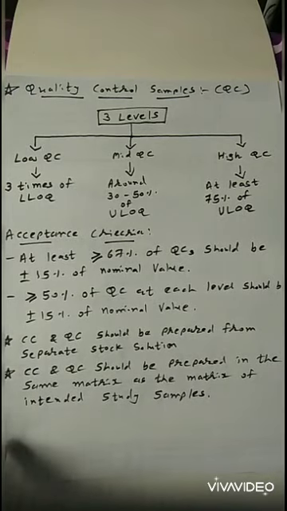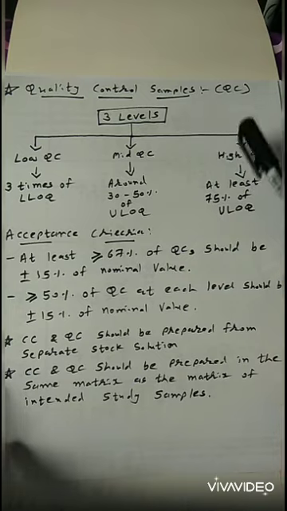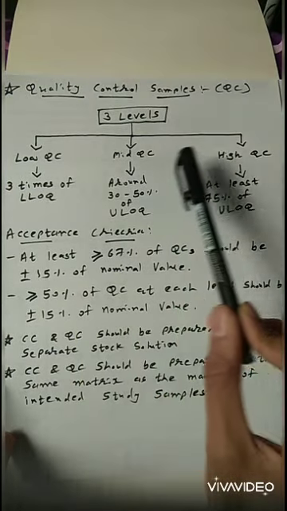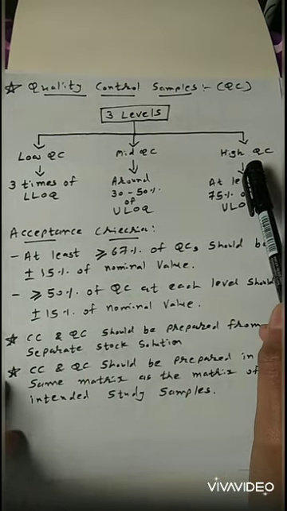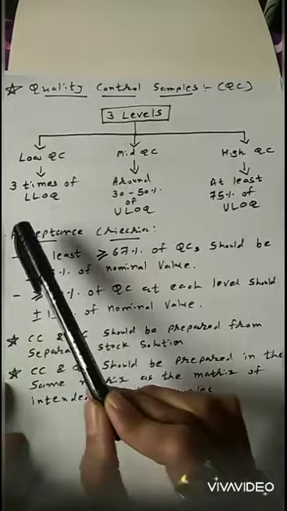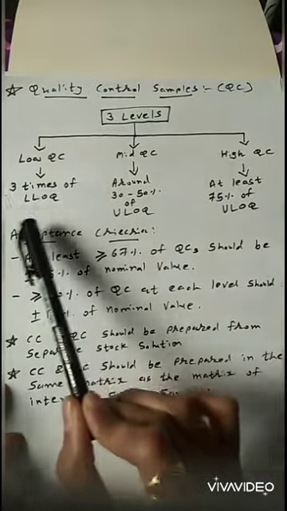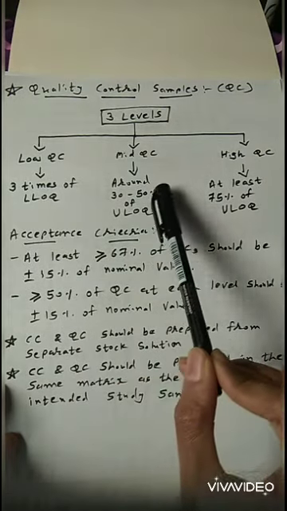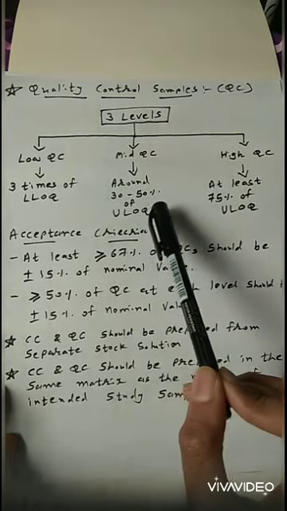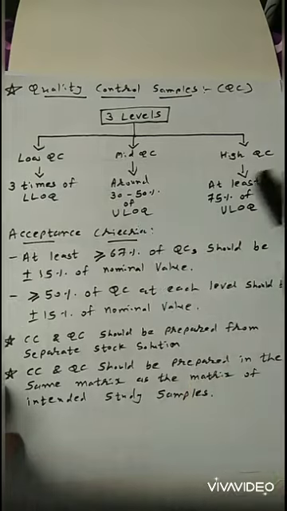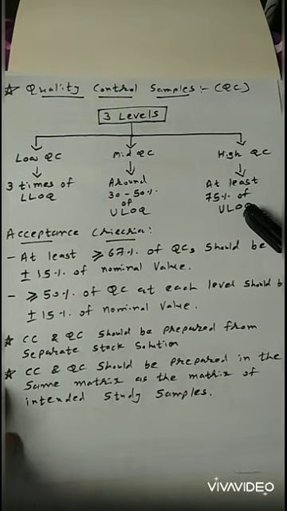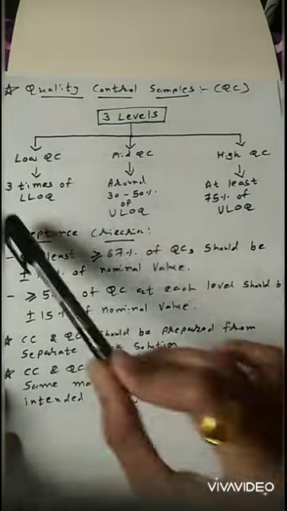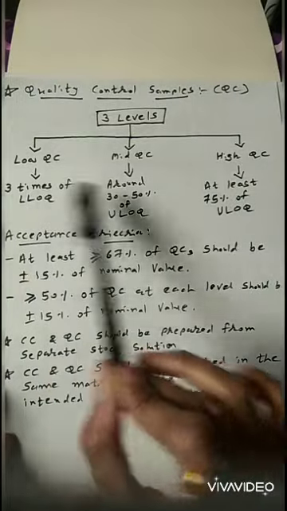Now, quality control sample, that means QC. Generally we have 3 levels of the QCs, that is low QC, mid QC and high QC. Now, as per the regulatory requirement, the low QC should be 3 times the lower limit of quantification. Mid QC should be around 30 to 50% of the ULOQ, and the high QC should be at least 75% of the ULOQ. I will explain all this calculation in the later part of this video.